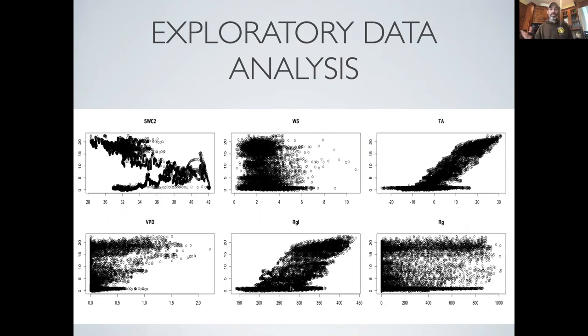If we look at these, we can see that in some of them the relationships do seem to be strong, such as TA and RGL, and some of them appear to be weaker: VPD, wind speed, and solar shortwave radiation. And some of them appear to have a relationship, but it appears complex, such as the soil water content, which has a strong, kind of negative relationship, but then has this other wing over here that's doing something a little bit different.